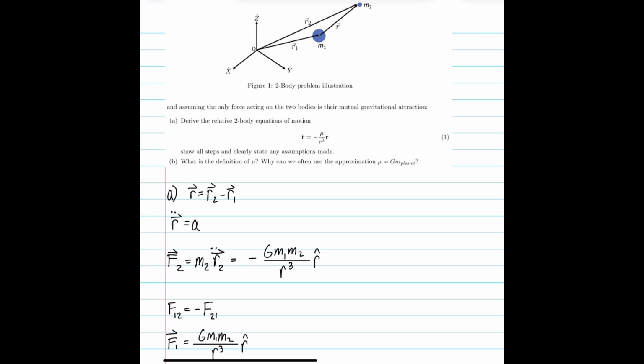Mu is the gravitational parameter of a body. This is a constant calculated by mu equals G times the mass of the body plus the mass of the satellite. And since the mass of the satellite is usually so small, it is negligible, and it's approximated to 0, thus allowing for the approximation of mu equals G times the mass of the planet.